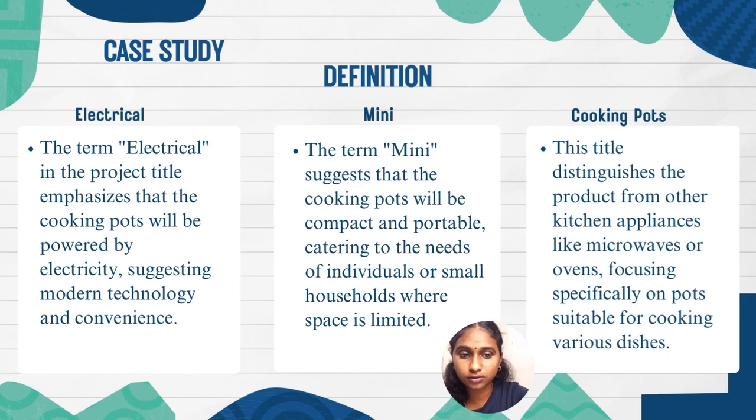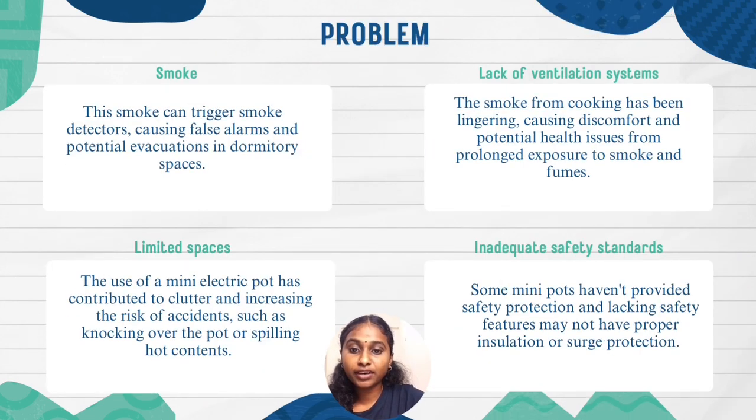cooking various dishes. Next is the problem with our project product. First, smoke. Students frequently complain about this issue. Second is a lack of ventilation system. Many student accommodations lack a proper ventilation system. The smoke from cooking lingers, causing discomfort and potential health issues.